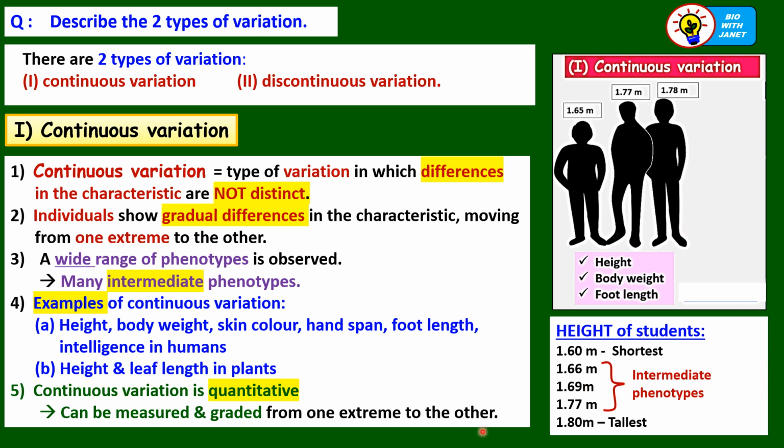And the hand span means the width or the distance from the thumb to the little finger when you stretch out your hands, the maximum width. So the distance between the thumb and the little finger, that's the hand span. Now, intelligence in humans can also be measured through the IQ test. And you can take the test called the Mensa test to find out what is your intelligence quotient.